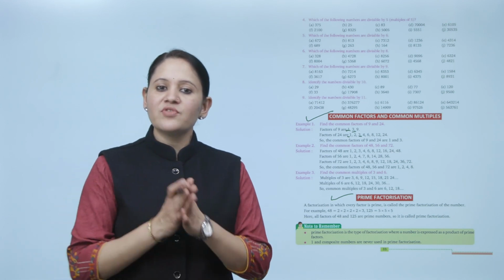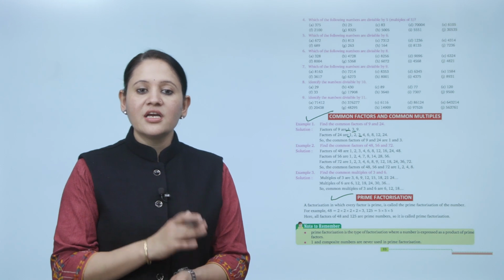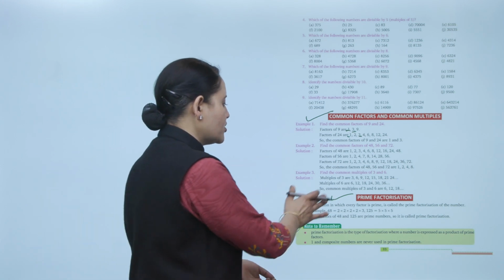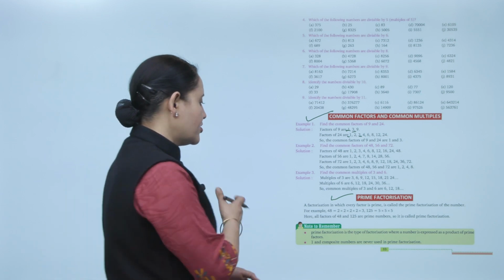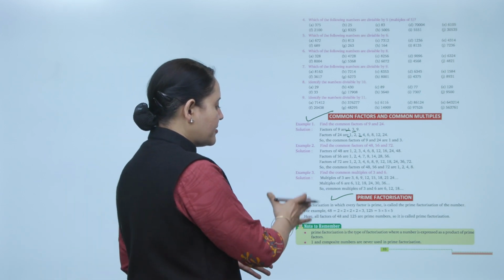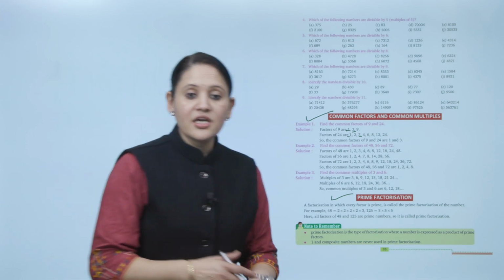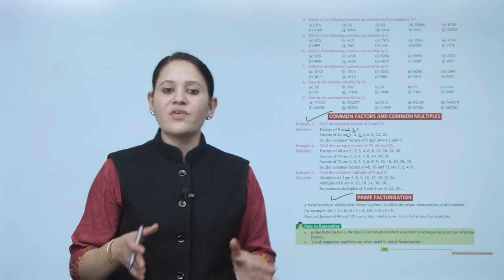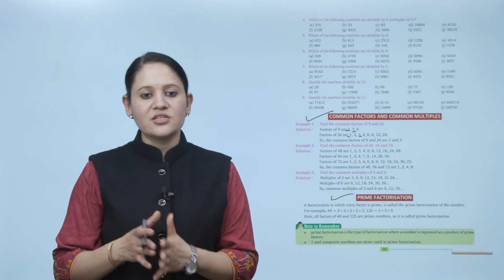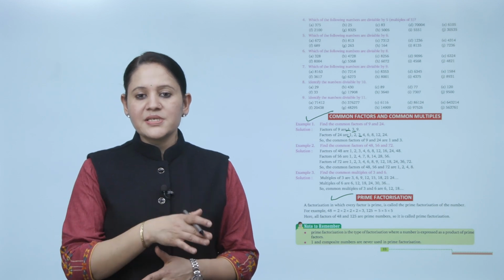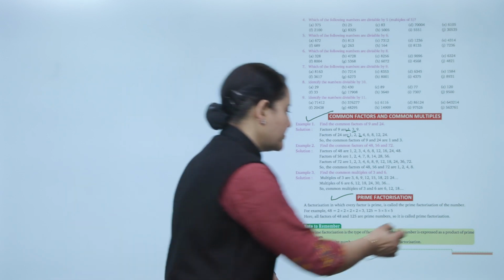A factorization in which every factor is prime is called prime factorization of the number. For example, 48 can be written as 2 into 2 into 2 into 2 into 3, means the product of prime numbers. So representing a number in the form of a product of prime numbers is called prime factorization. Here all the factors of 48 and 125 are prime numbers, so they are called prime factorizations.